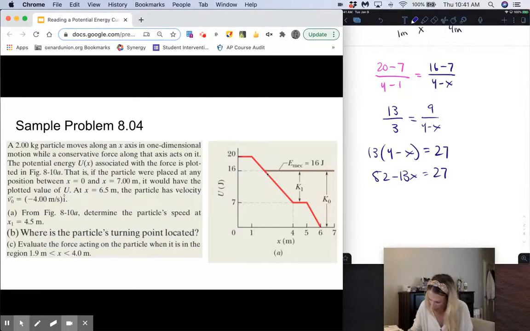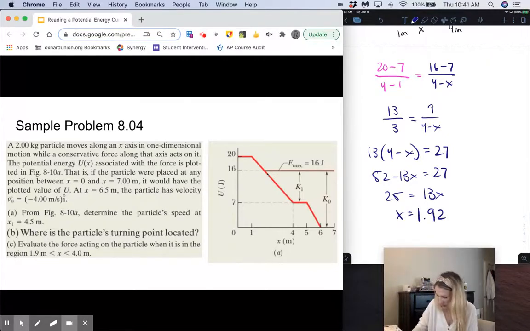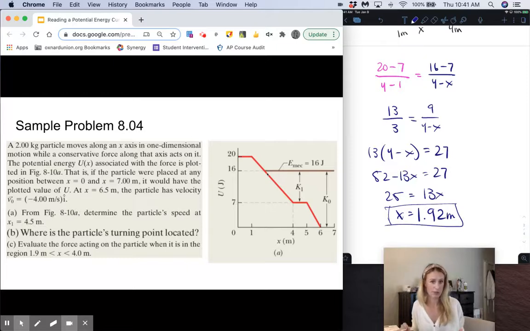Then I'm going to subtract 27 from both sides, and also add 13x to both sides. So 52 minus 27 is 25, equals 13x. Divide both sides by 13, and we get that x is equal to 1.923. So our x position, which is where our turning point is located, is 1.92 meters.